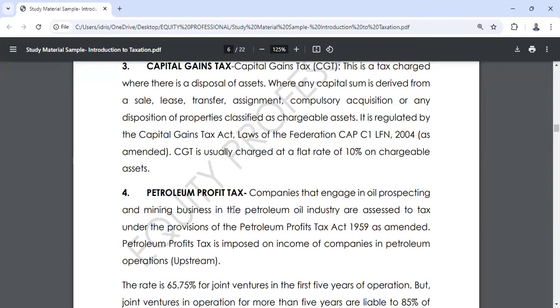Capital gain tax is paid by both individual and company. That one is at the rate of 10%, but it's paid by both individual and company. Capital gain tax due to company is collected by FRS, but capital gain tax due to individual is collected by State Board of Internal Revenue, e.g. LRS.